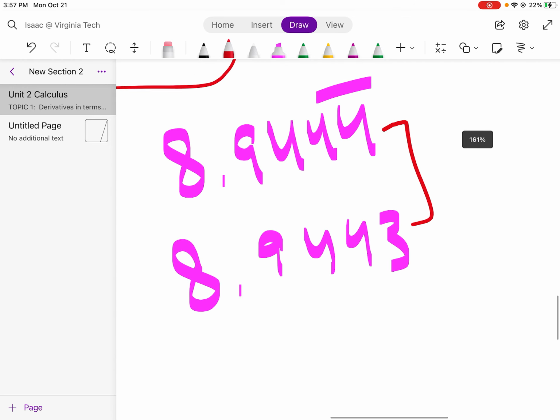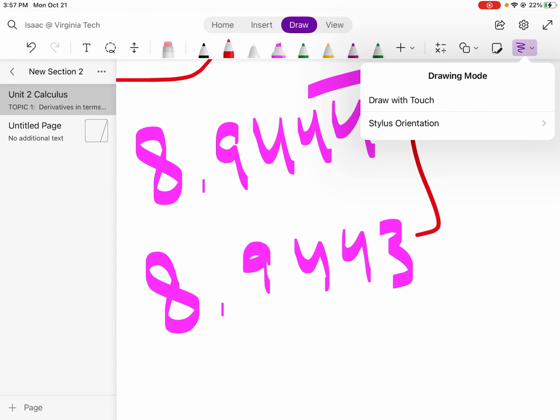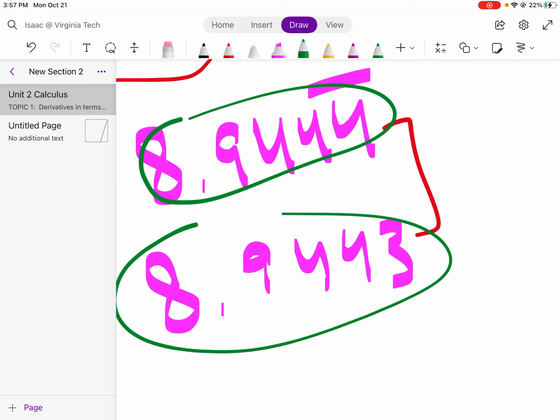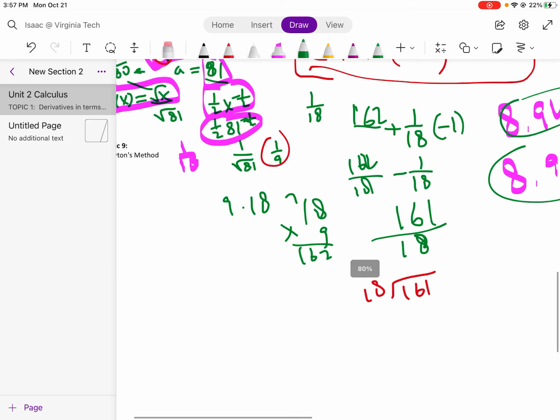And when I plug that into the calculator, this is the answer I got. This is the real answer. They're close, and that's the point of linear approximation. So I hope that made sense.